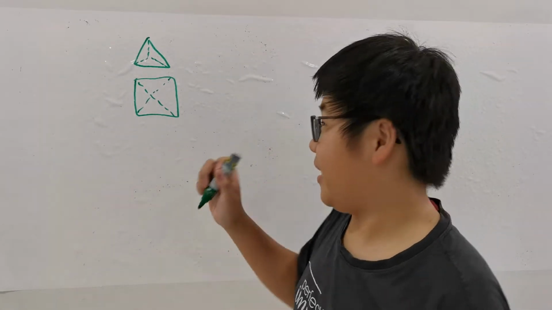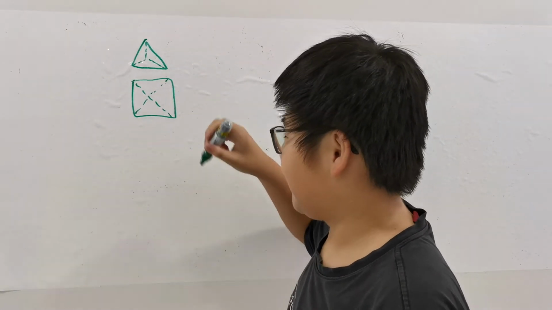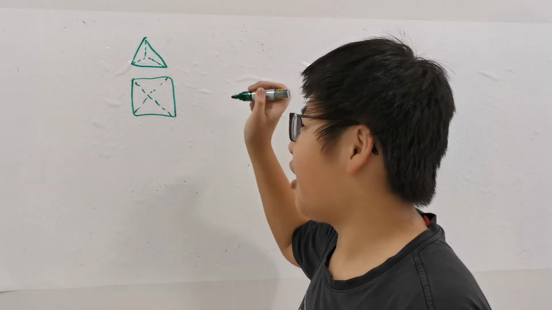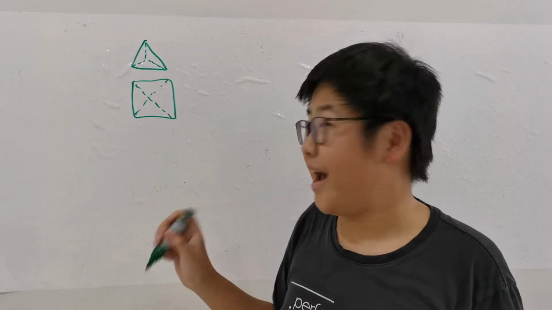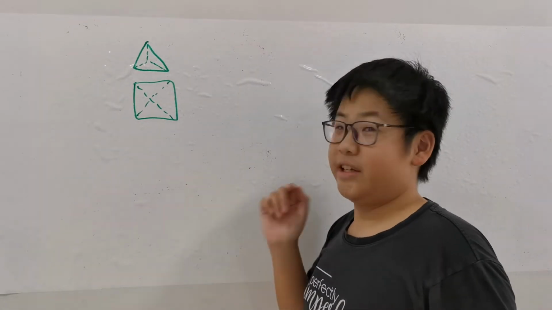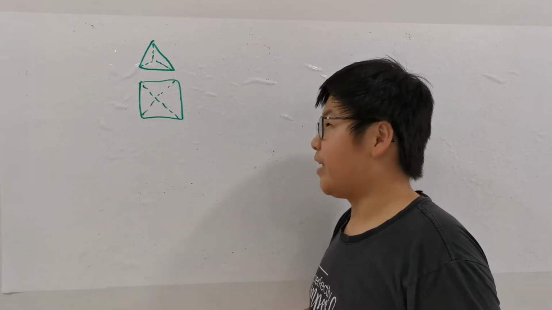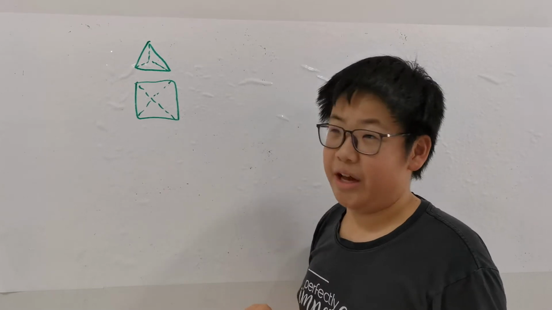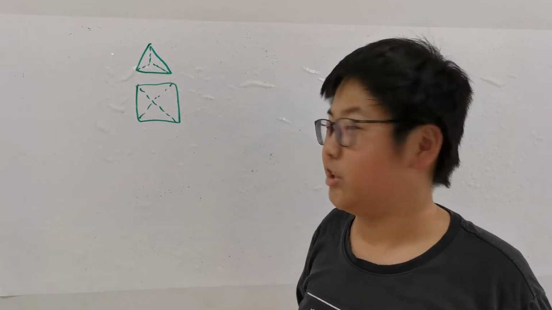Besides, it has 8 edges, 1, 2, 3, 4, 5, 6, 7, 8, and it has 5 faces, which means that if you replace each of the faces with vertices and each of the vertices with faces and all the edges rotated around, then you get what is called the dual of the polyhedron.